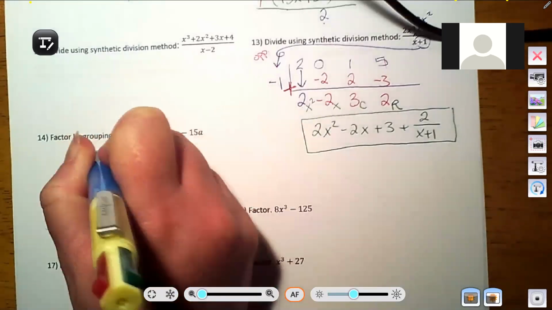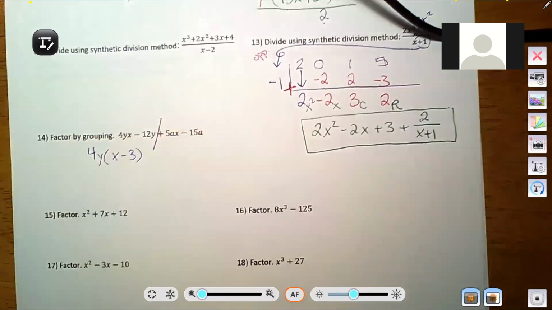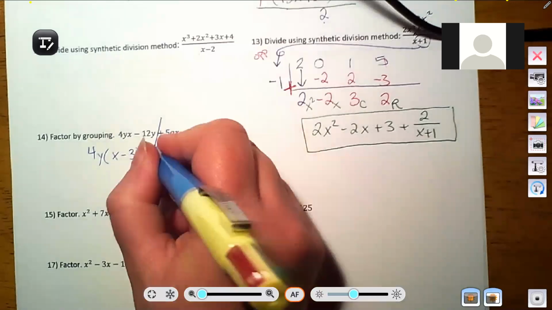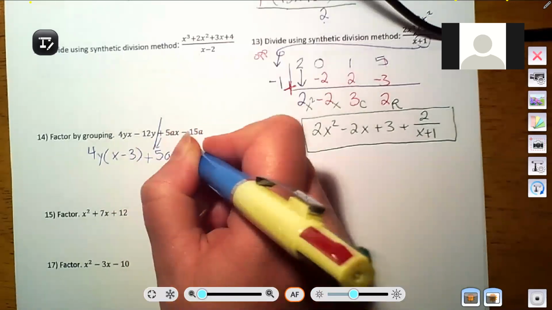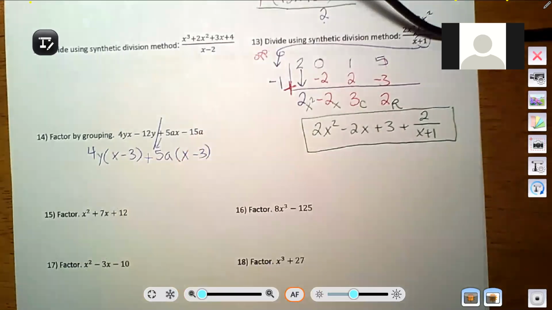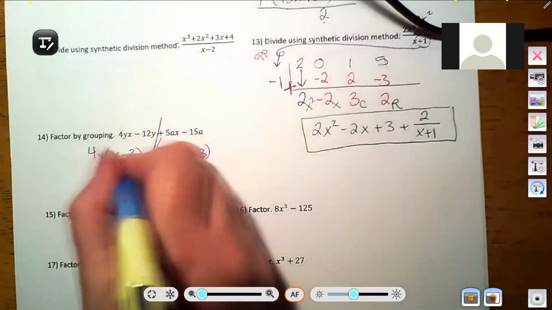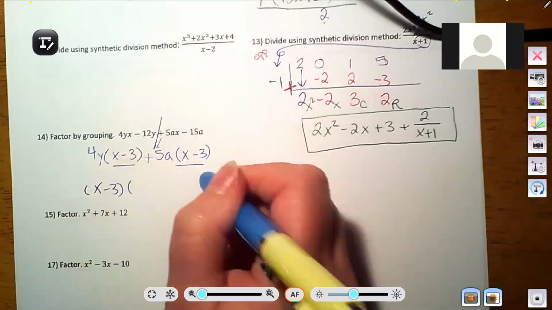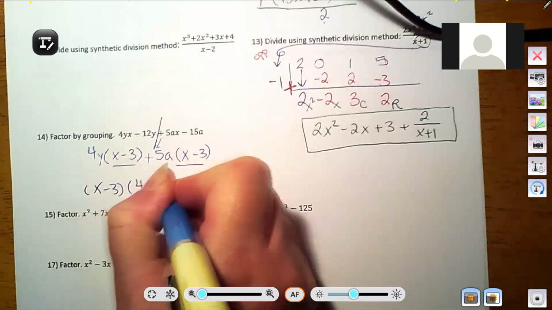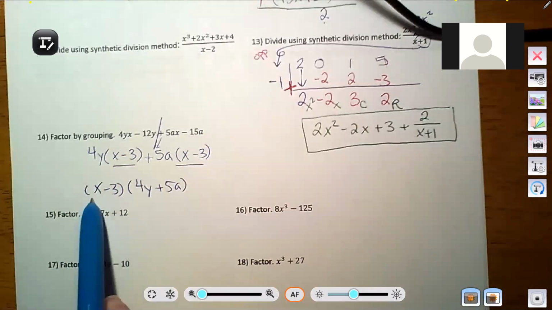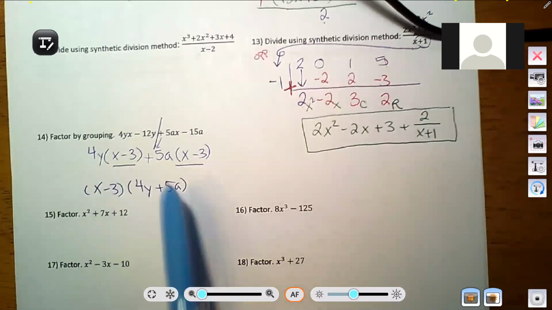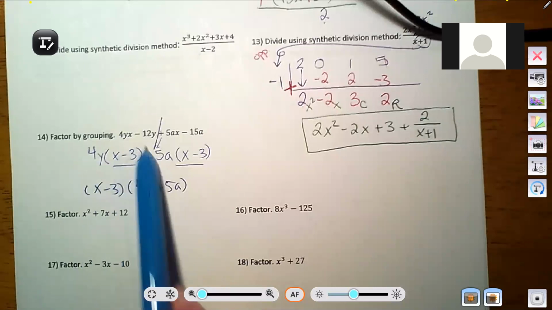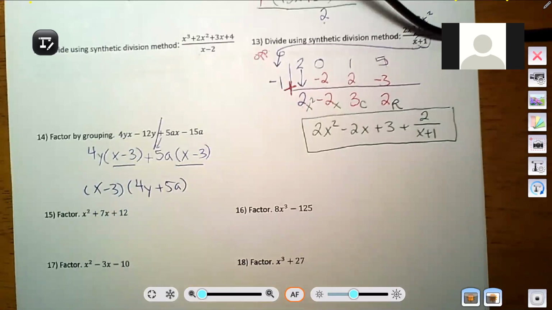So 4y, x minus 3 is left over, plus 5 comes out in a, so 5a, and then we need x minus 3. Then we factor out the common factor, so x minus 3. And so if we factor it out, then what's left is 4y plus 5a. So here is x minus 3 times 4y, and here is x minus 3 times 5a. And again, this gives you this, so these are all equivalent as you go from one line to the next.